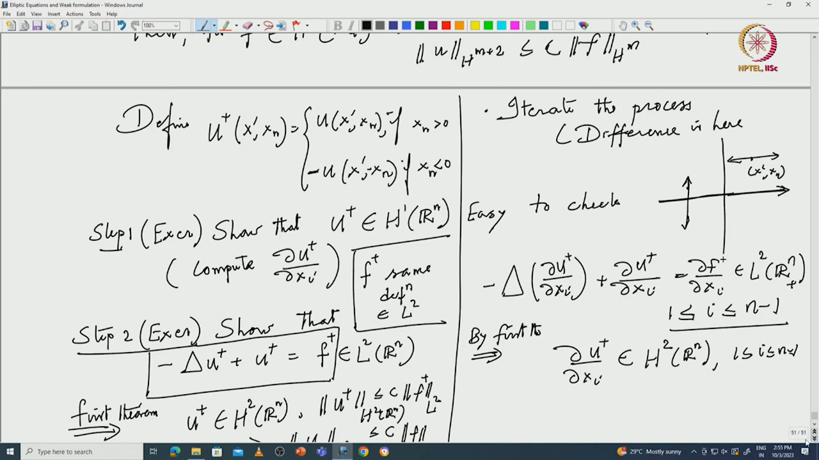So let us see whether I can write it here itself. Yes. So this is a kind of thing. So this is a trick. So du plus by dxi in H2 implies you can take all the derivatives. So if I take the second derivatives of du plus by, in particular, you get it.